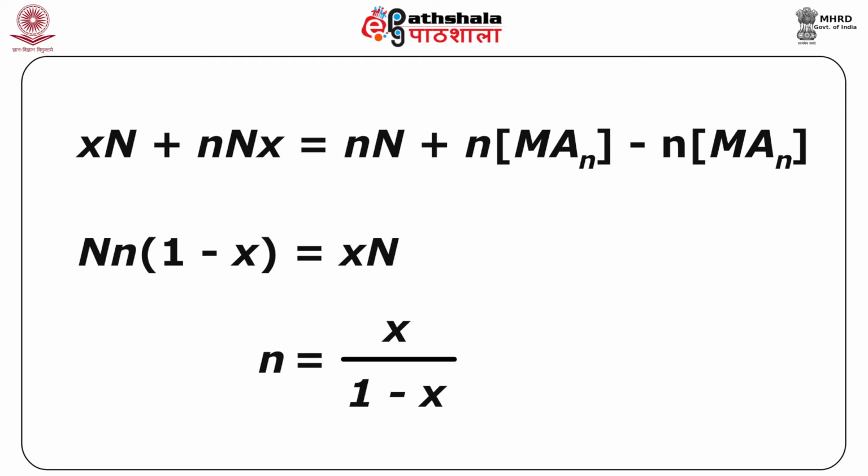Cancelling the common terms gives us the expression capital N into small n into 1 minus chi is equal to chi into capital N. So, from here we obtain the expression for n, that is the average number of ligands per metal ion, as chi upon 1 minus chi. This is the same expression that we stated a few minutes back.